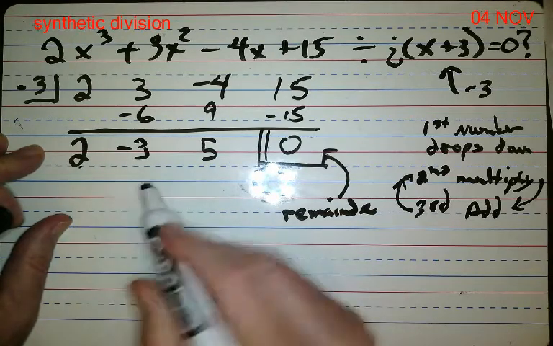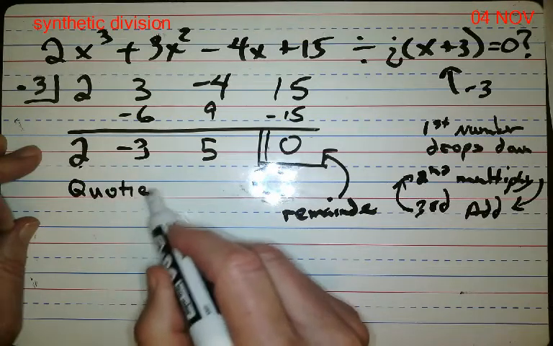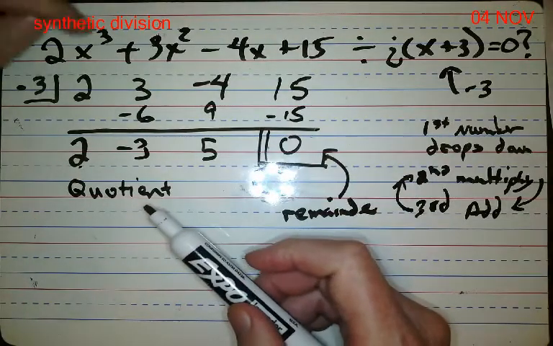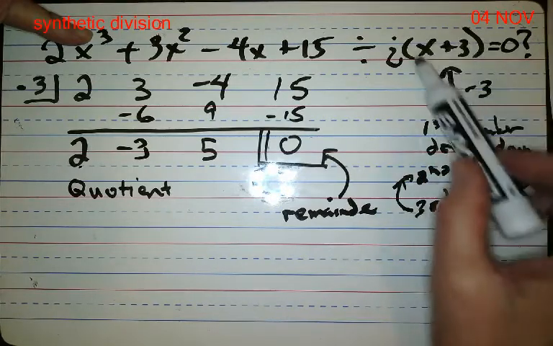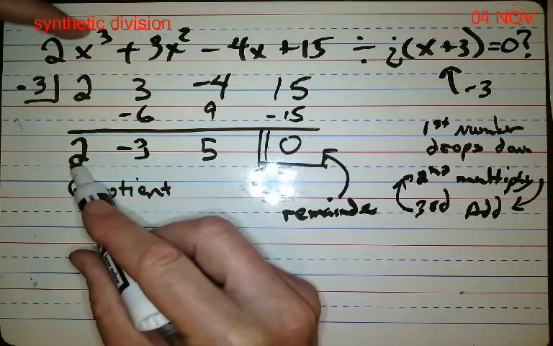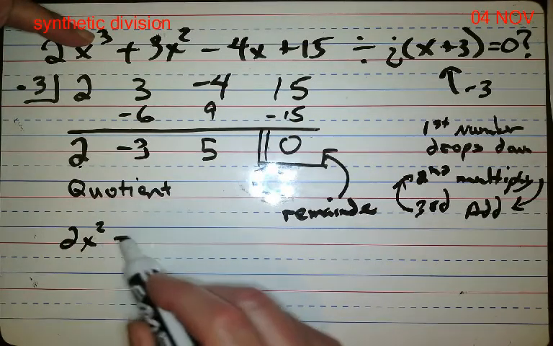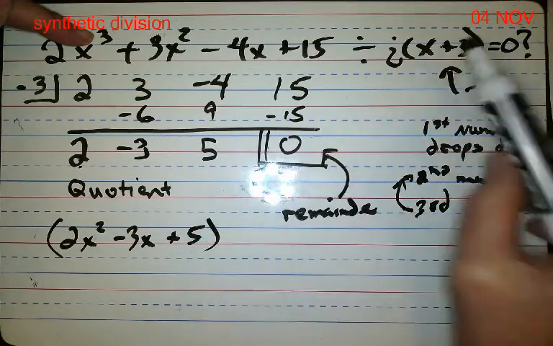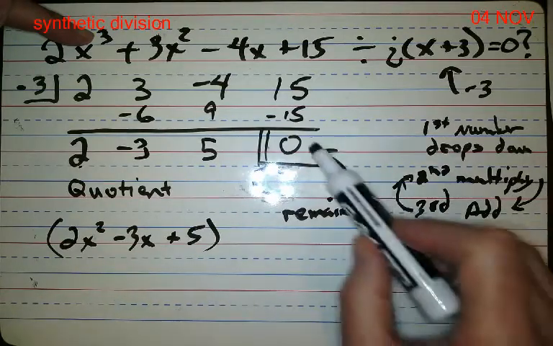So this number is the quotient. Remember that we're doing polynomials, and we started with x to the third, and we took 1x out. So this has to be 1x smaller than this one. That means this is 2x squared minus 3x plus 5. This is the answer when I divide this by this. That's the quotient.